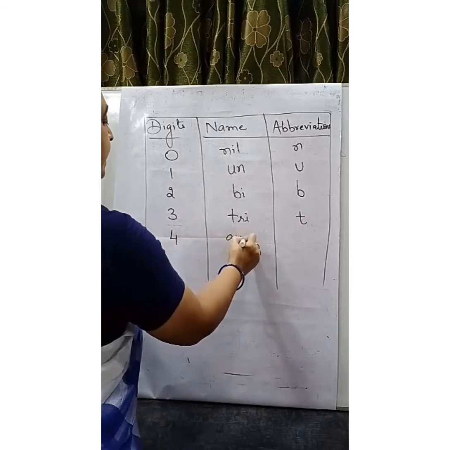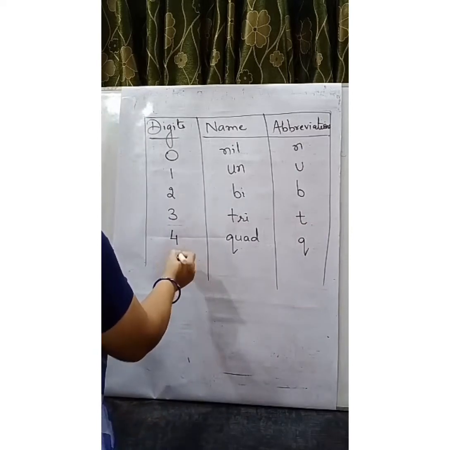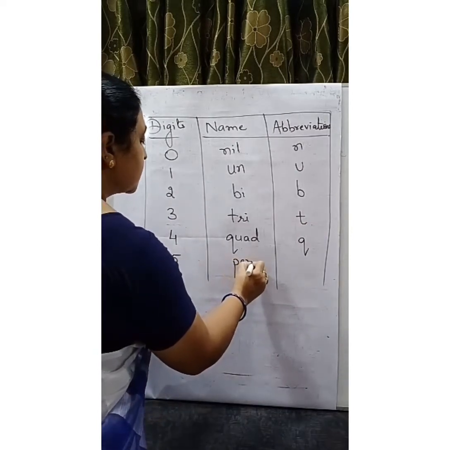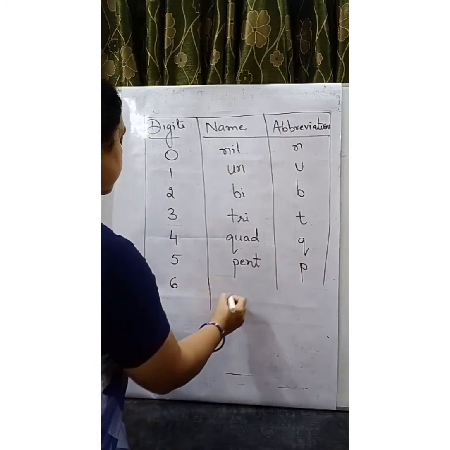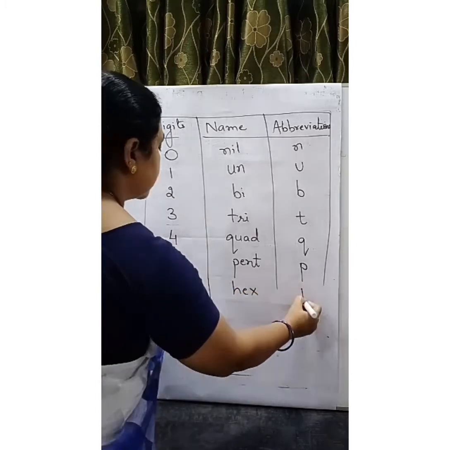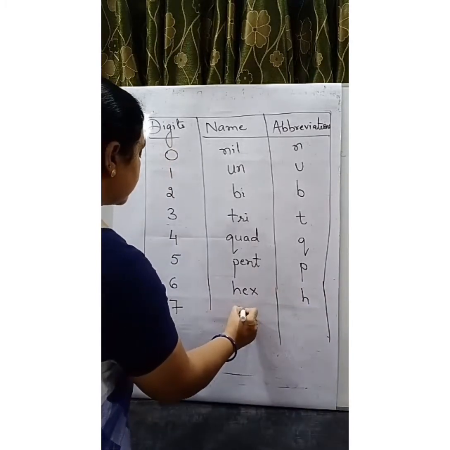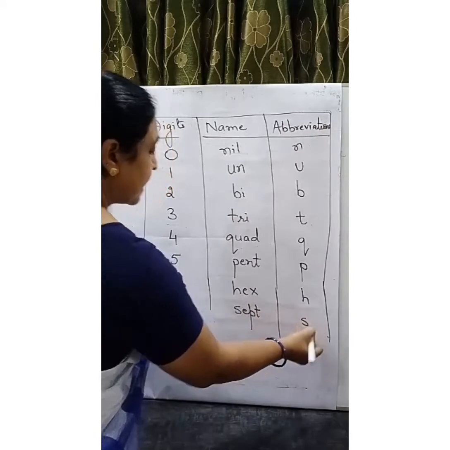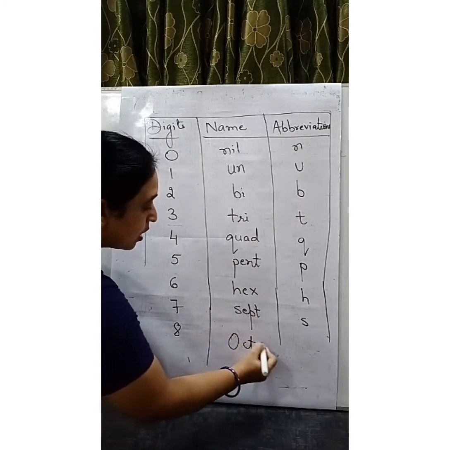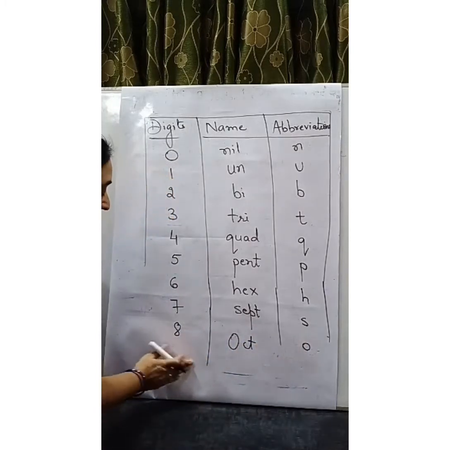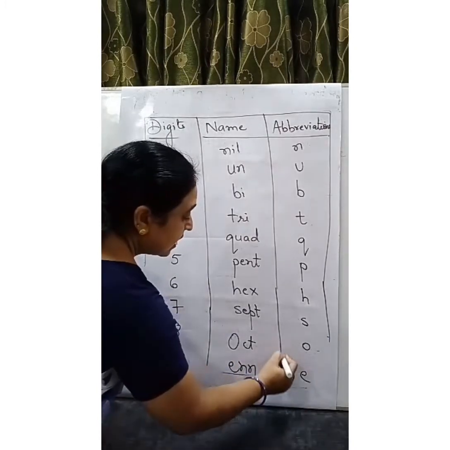4 is named as quad. Q is the abbreviation. Digit 5 is pent. P is the abbreviation. Digit 6 is named as hex. H is the abbreviation. Digit 7 is named as sept. S is the abbreviation. Digit 8 is named as oct. O is the abbreviation. And digit 9 is named as enn. E is the abbreviation.